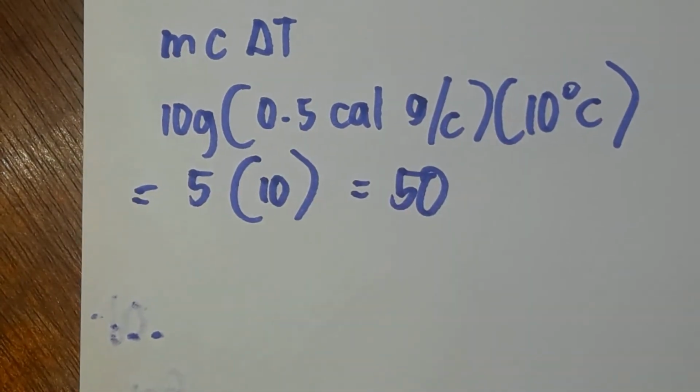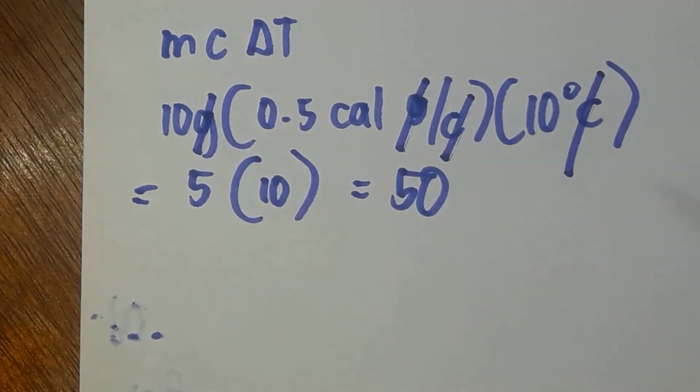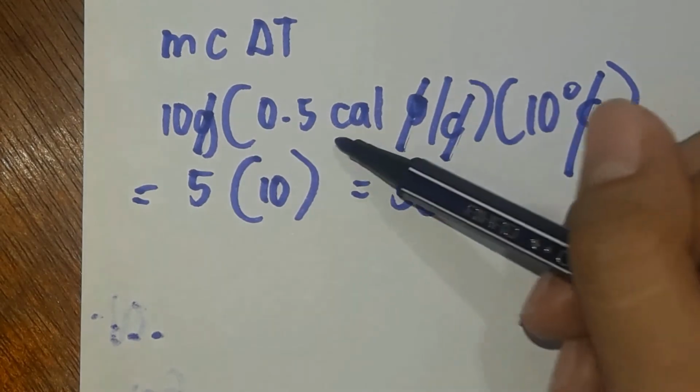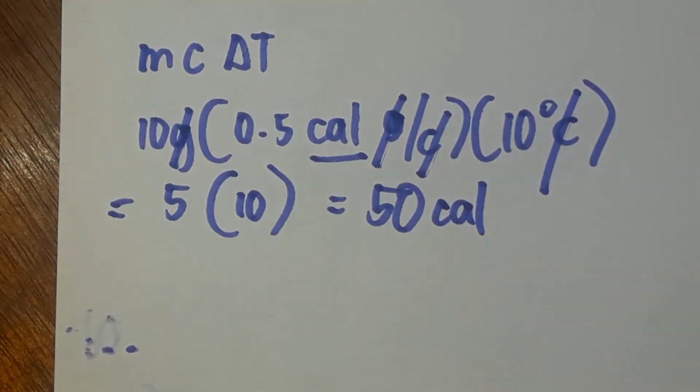Okay, now for our unit, we have gram here, gram here, Celsius here, Celsius here, and we are left with cal. So that means we have 50 cal, or we need 50 calories to warm the 10 grams of ice, changing the temperature from negative 10 degrees Celsius to 0 degrees Celsius.